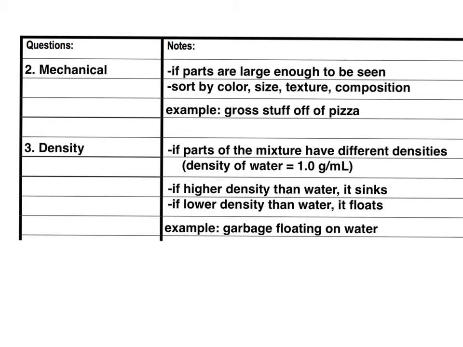If parts of the mixture have different densities, you put it in water and see if it floats or if it sinks. Example, garbage floating on water. I can see that the garbage is above water. The garbage has a lower density than the water because it's sitting on top of it.